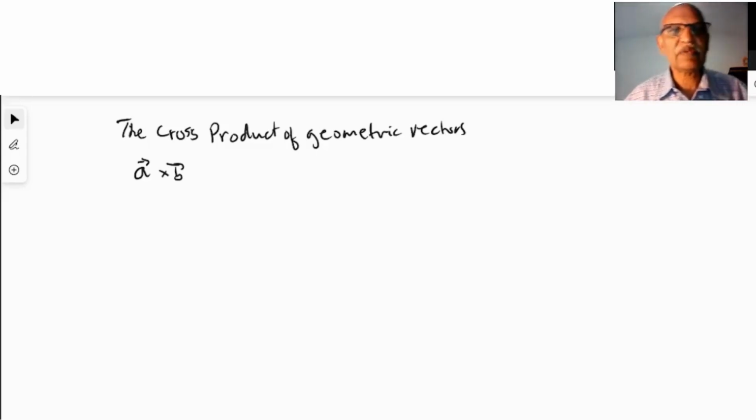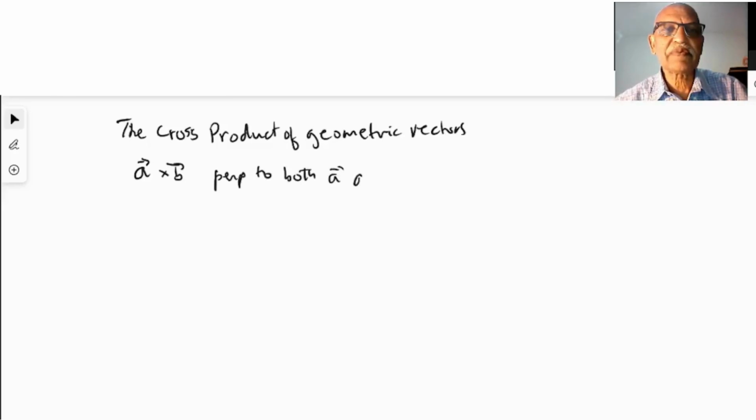Today our lesson will be the cross product of geometric vectors. We have seen dot product, the result would be a scalar quantity. For cross product A cross B, it means that the cross product will be perpendicular to both vectors A and B.